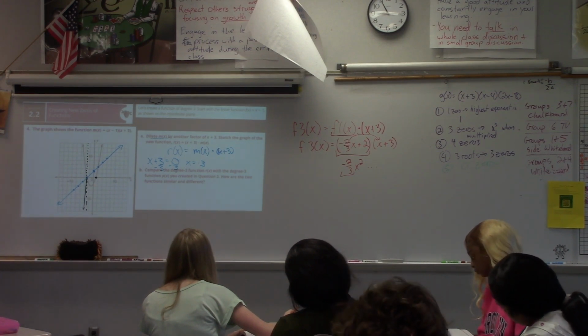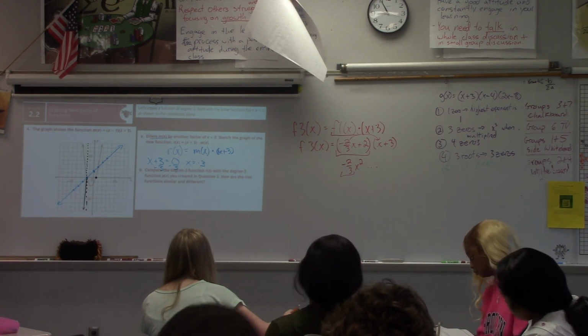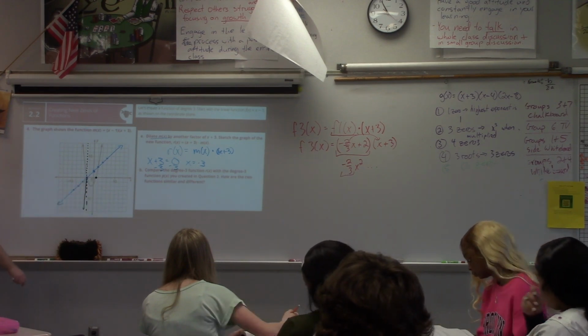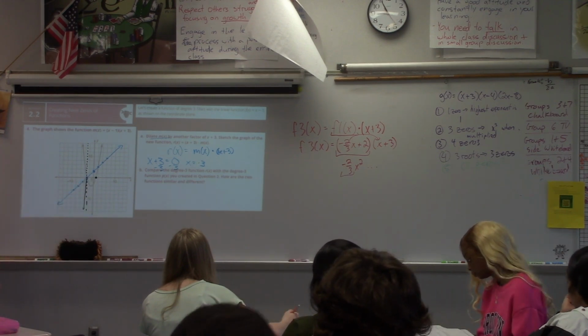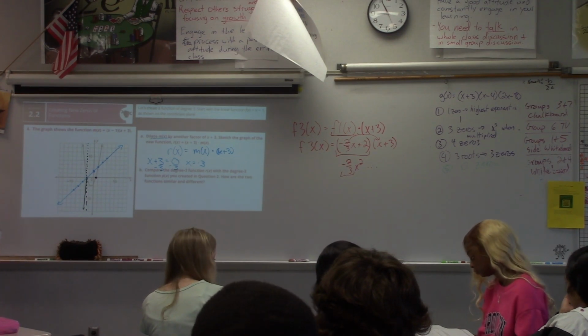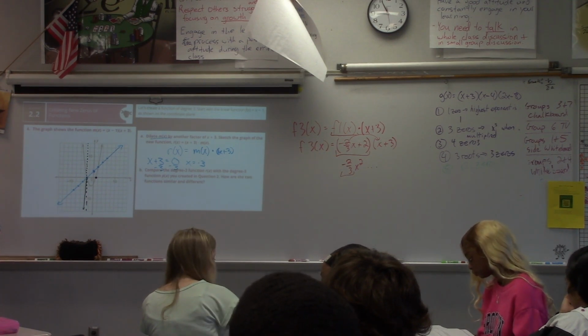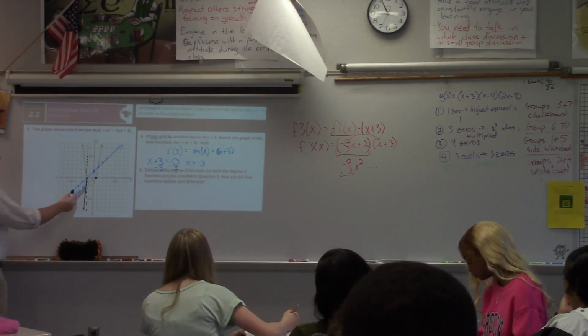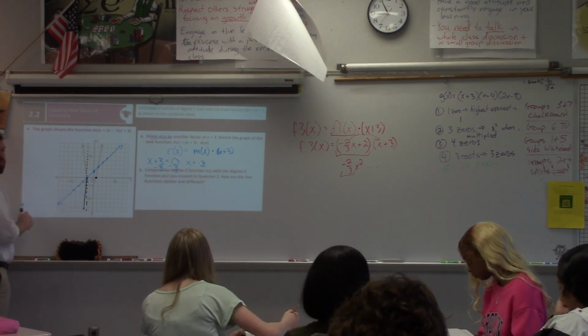Now, what about in between these two zeros? What would it look like? Would it be positive? We got two negatives here. Oh, no. It's negative. It's going to be negative again.